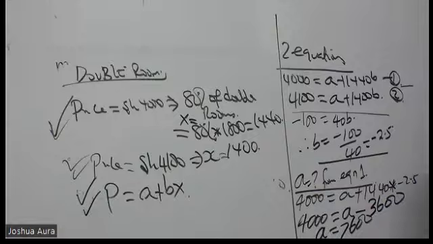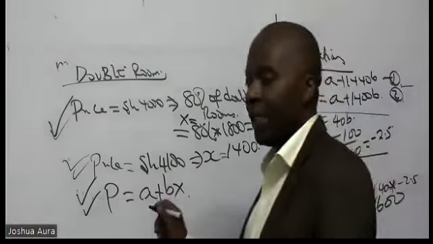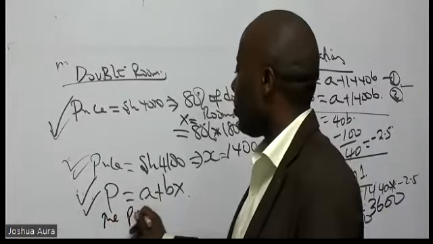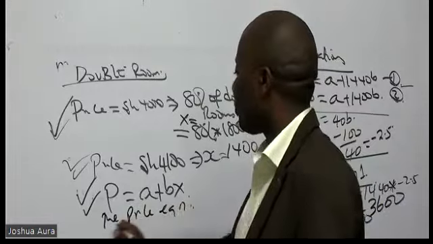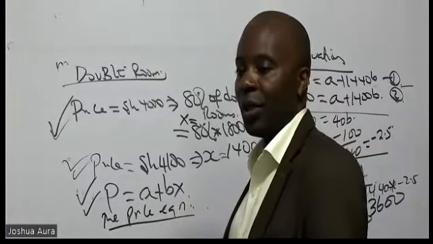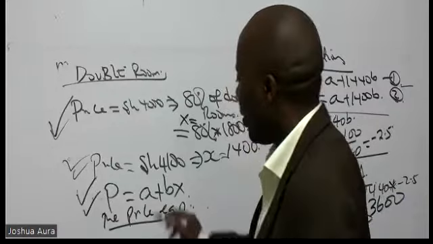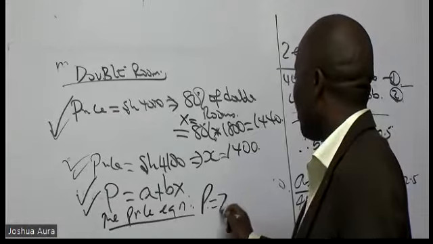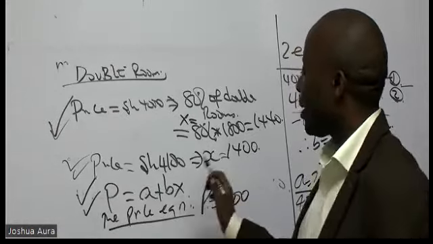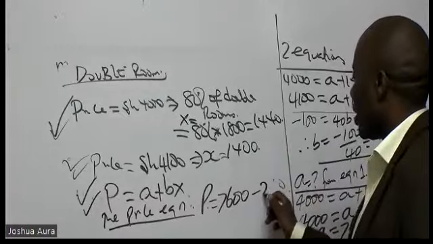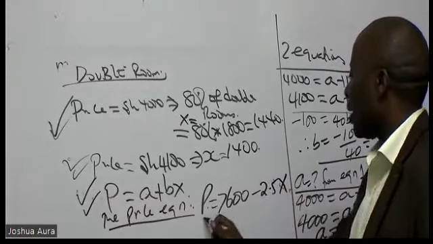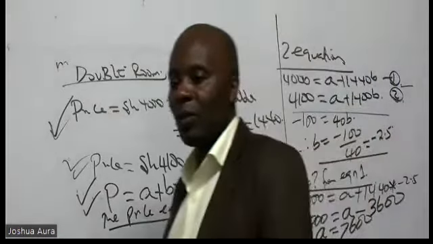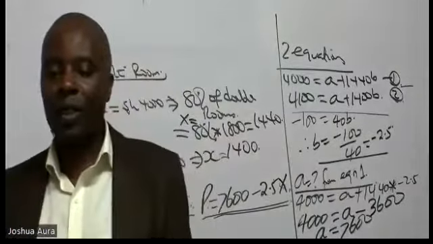So my work tonight will be to write the price equation comfortably. The price equation: we already have A, we have B. So price equals A, you guys have given me a figure of 7,600, plus B. B itself is negative, so negative 2.5 X. That is the price function.